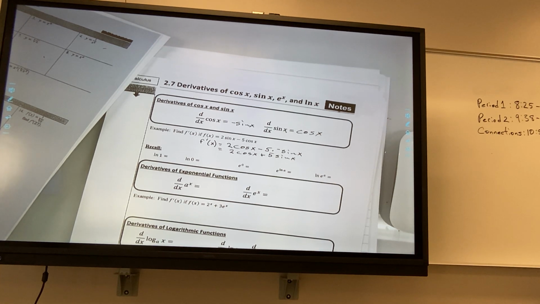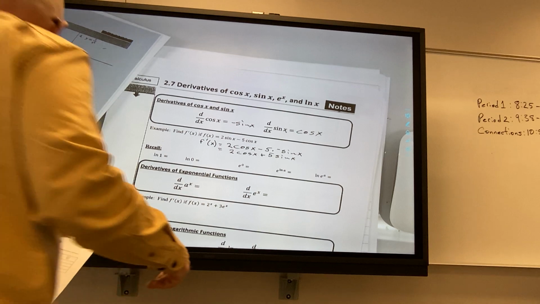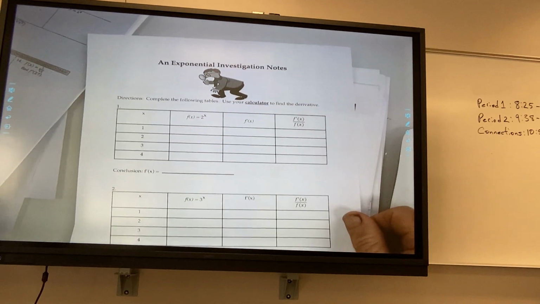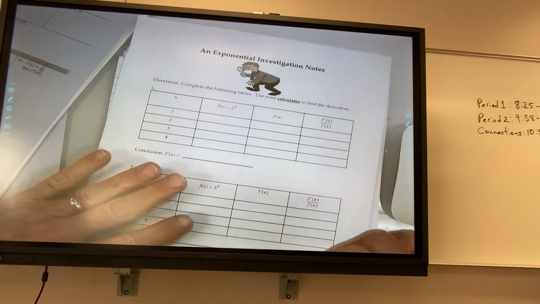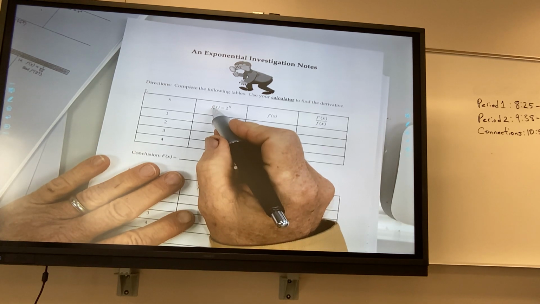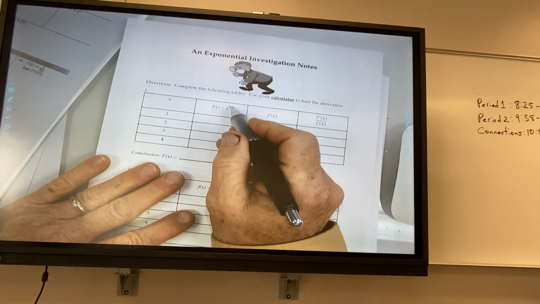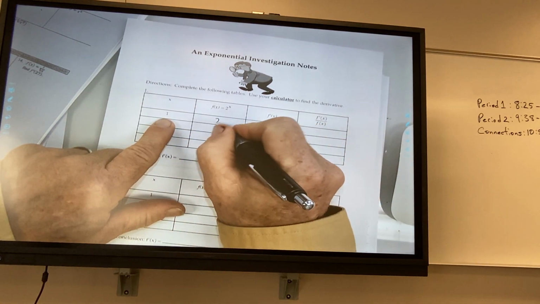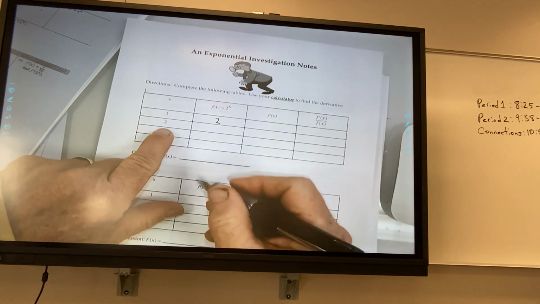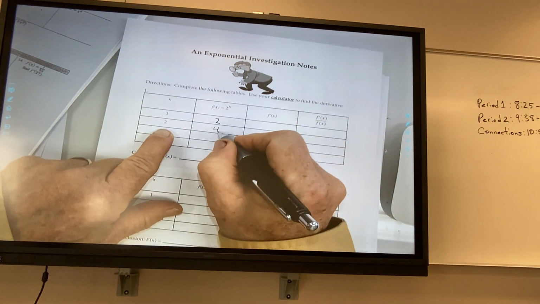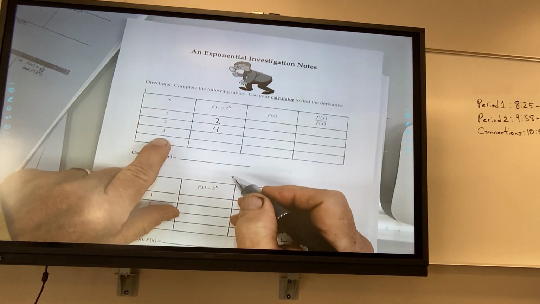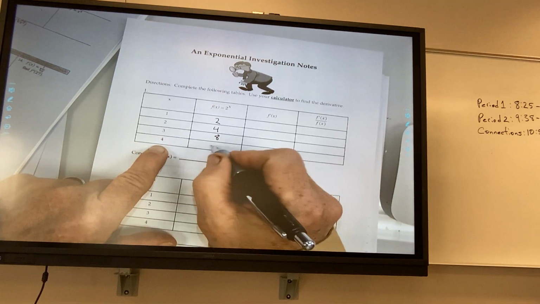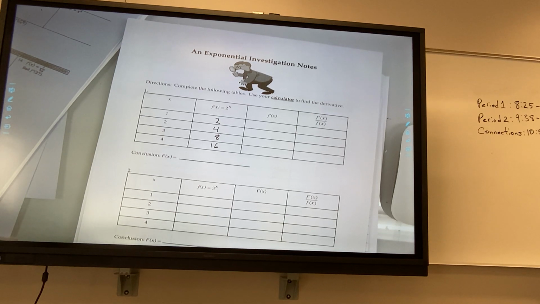So you're gonna need your calculator. And I will do the first one, okay? My function here is f of x equals 2 to the x power. So if x is 1, it'll be 2 to the first power. That's 2. 2 to the second power, 4. 2 to the third power, that's 8. 2 to the fourth power, that's 16. How did I get those? I just multiply by 2.